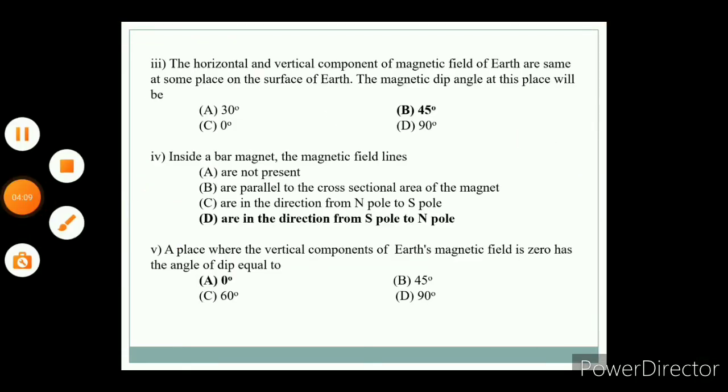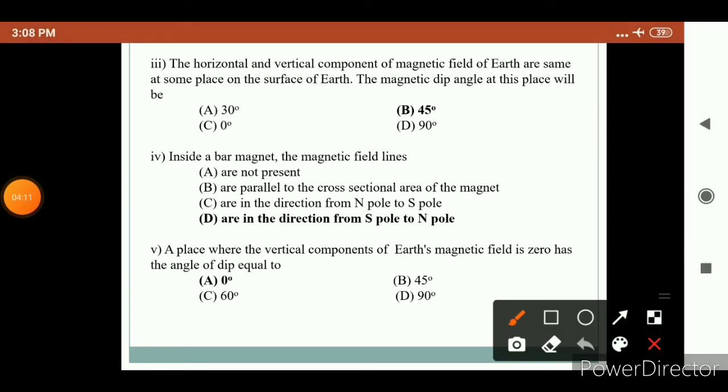Now third: the horizontal and vertical components of the magnetic field of earth are the same at some place on the surface of earth. The magnetic dip angle at this place will be... that magnetic dip angle, if you have studied, then you are aware about it.